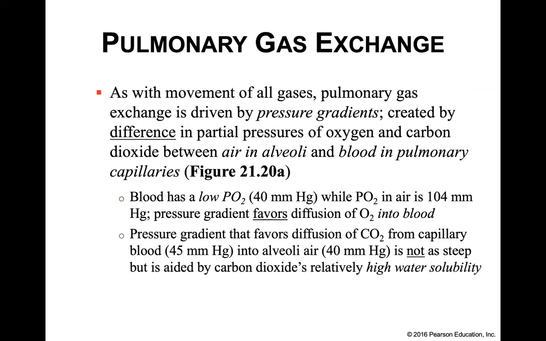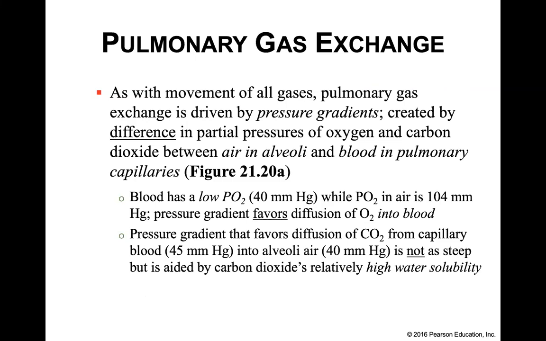As with the movement of all gases, pulmonary gas exchange is driven by pressure gradients created by the difference in the partial pressures of oxygen and carbon dioxide between the air in the alveoli and blood in the pulmonary capillaries. Blood has a low partial pressure, PO2 of 40, while in the air within the alveoli, it's 104. So the pressure gradient is going to favor diffusion of oxygen into the blood from the air.